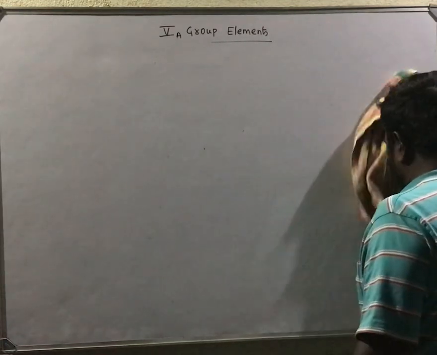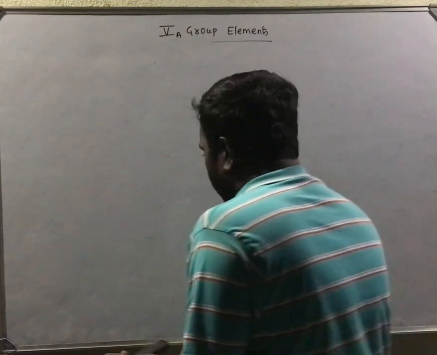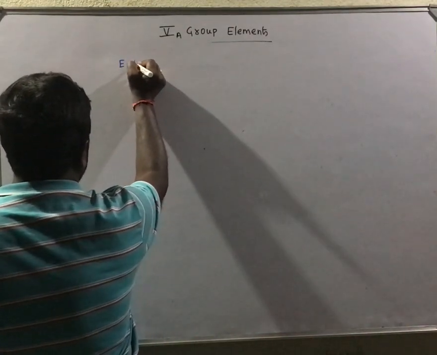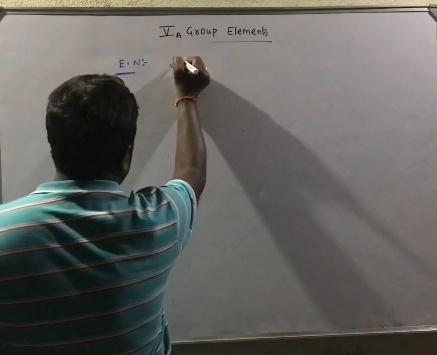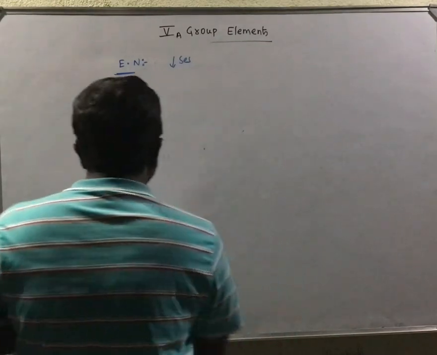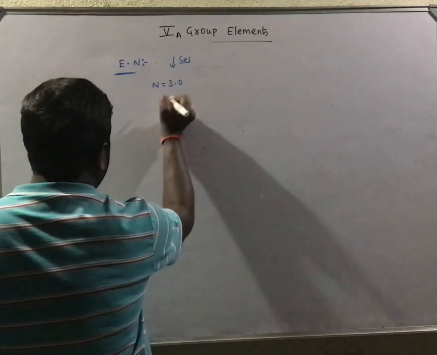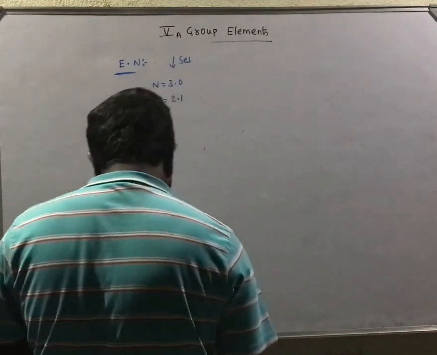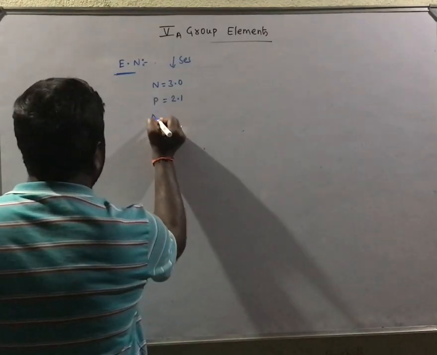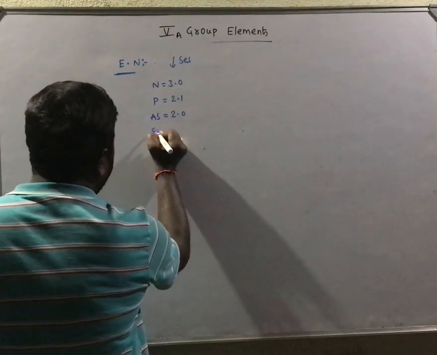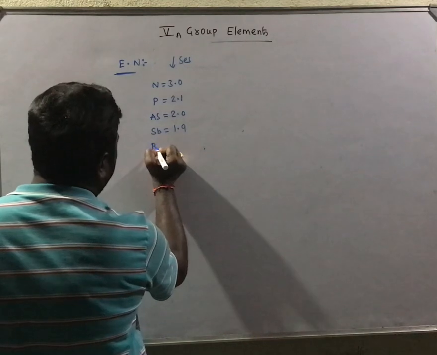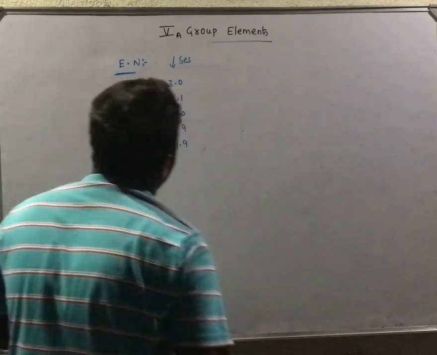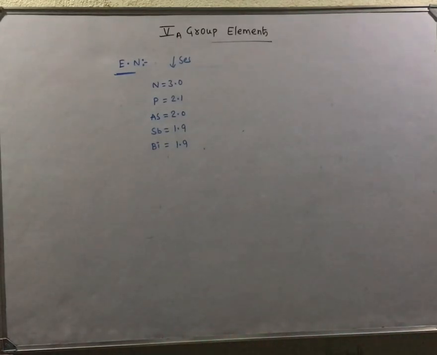Yes. Electronegativity. Next topic is electronegativity. Actually the electronegativity values also decrease from top to bottom. Here nitrogen electronegativity is 3. Phosphorus electronegativity is exactly equal to hydrogen: hydrogen electronegativity is 2.1, and this is also 2.1. Arsenic electronegativity is 2.0. Antimony is 1.9. Bismuth is also 1.9. Nitrogen is 3, phosphorus is 2.1, arsenic is 2, antimony 1.9, bismuth is 1.9.